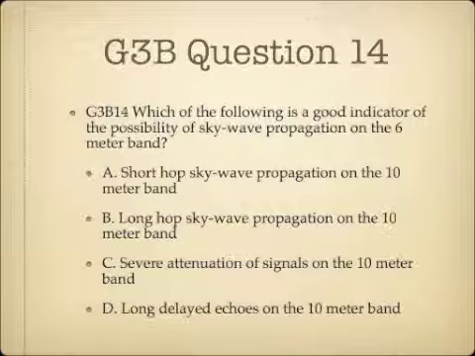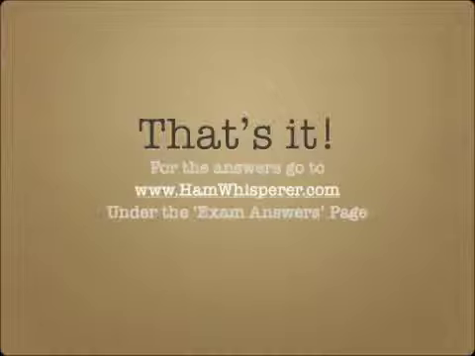Question 14. Which of the following is a good indicator of the possibility of skywave propagation on the 6-meter band? A. Short hop skywave propagation on the 10-meter band. B. Long hop skywave propagation on the 10-meter band. C. Severe attenuation of signals on the 10-meter band. Or D. Long delayed echoes on the 10-meter band.